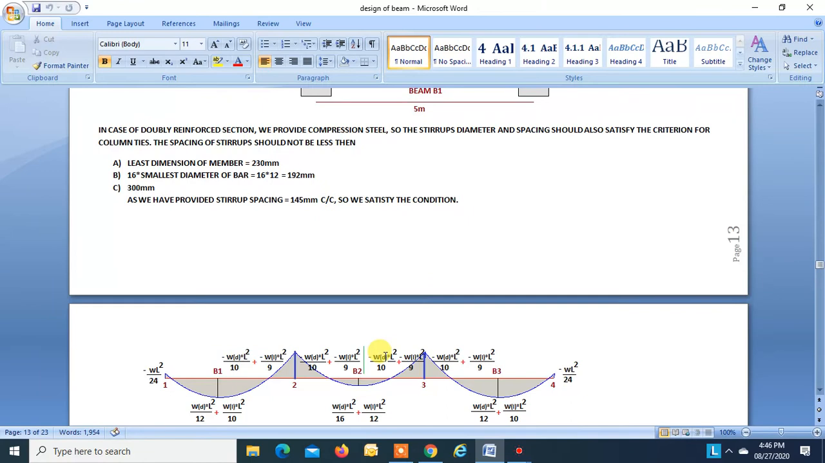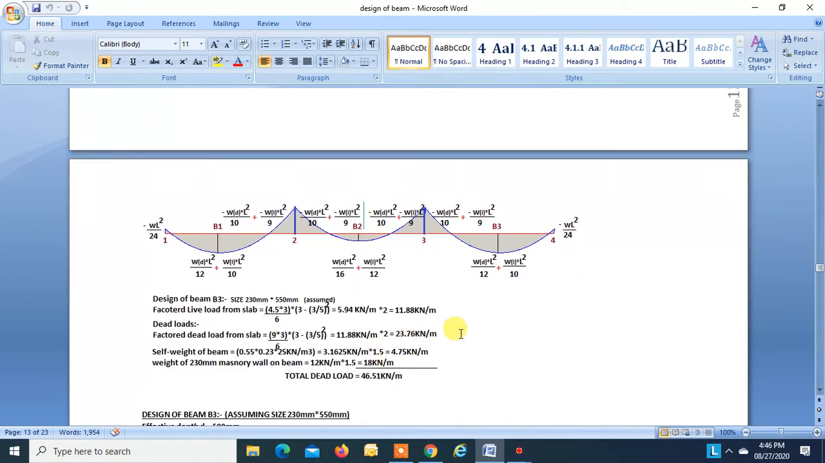Now let's come to the design of beam B3.